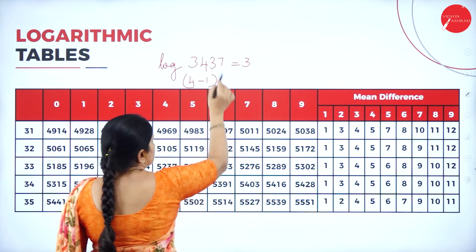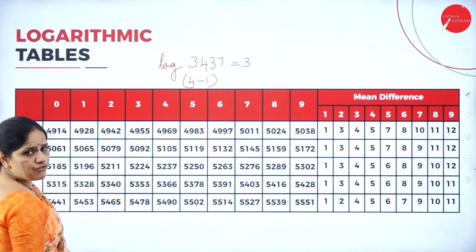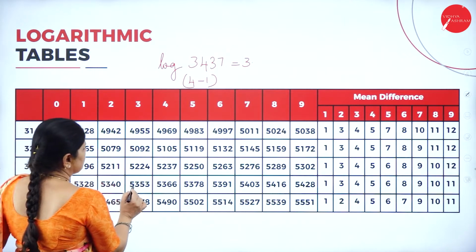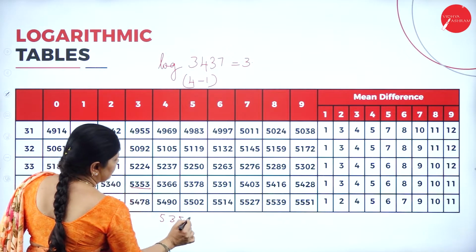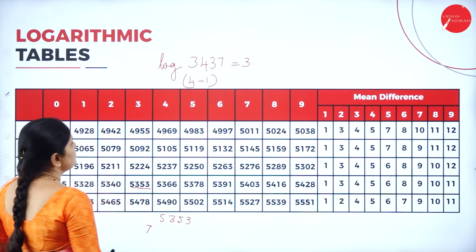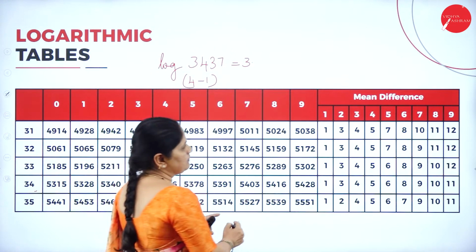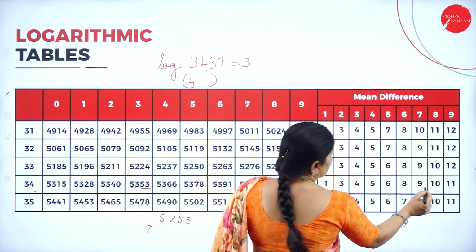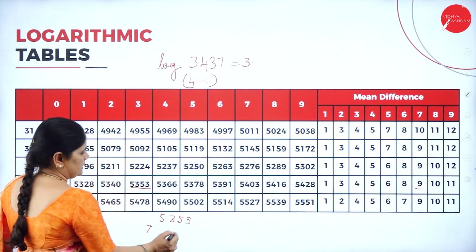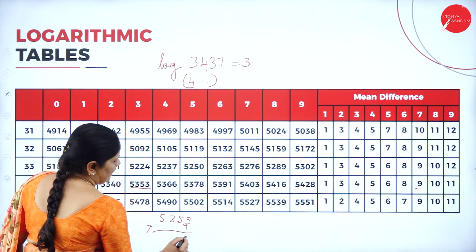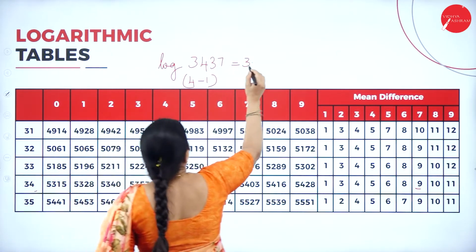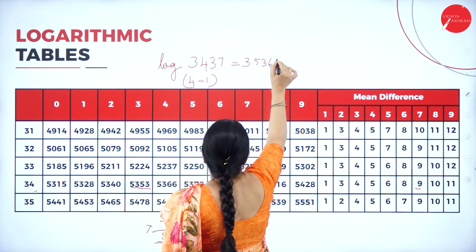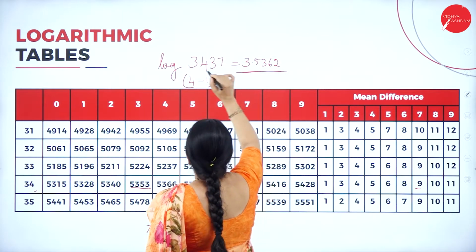Now 3437. In this table 3, 4 is there. Then I will look at the third row. What is the value here? 5353. Then what is the next value? 7. So this 7 I will see in the same row but in this column: 9. So I will write this 9 here. So 9 plus 3 is 12, 1, 6, 5, 3, 6, 2. So the value is 3.5362. So this is the log value of 3437.